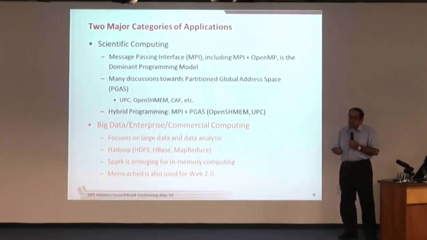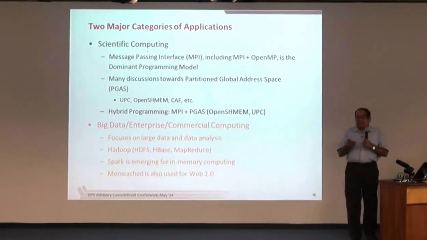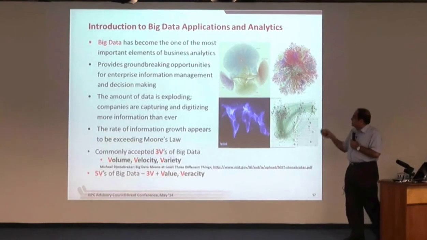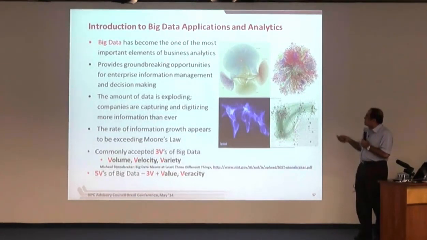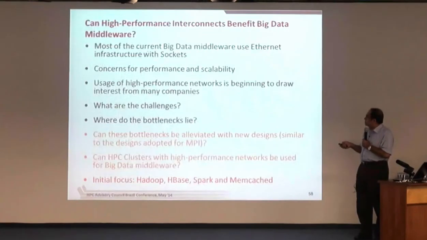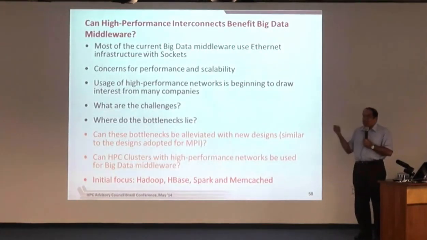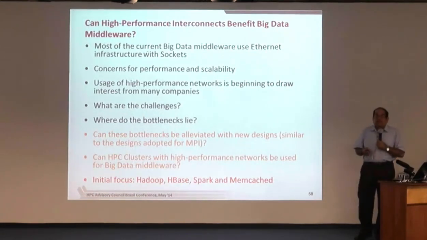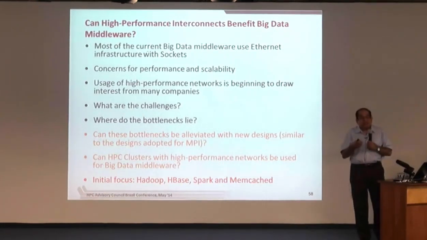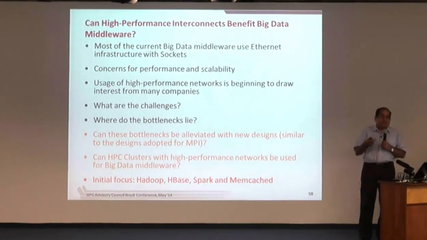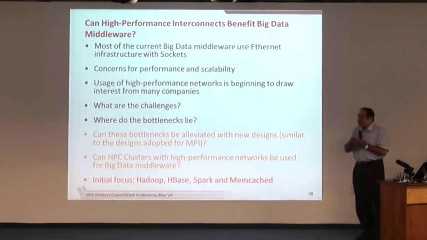Now the next part, let me take another 5 minutes just to focus on the big data side. So this is where all the scientific side is happening. Now if you see on the big data side, of course there is a lot of discussion happening on how you work on the data. There are all different kinds of data with 3 different properties: volume, velocity, variety, and people have now added value and veracity. So what we started doing here around 3 years back, we saw that all these middlewares are still using sockets, they are still using Ethernet. Okay, so they are still lagging behind.